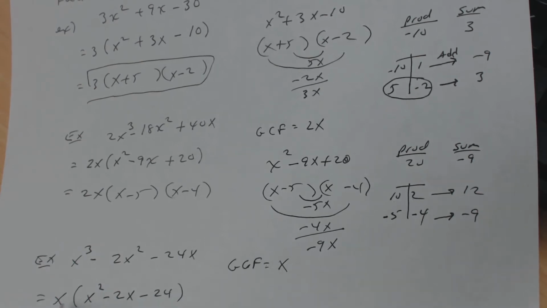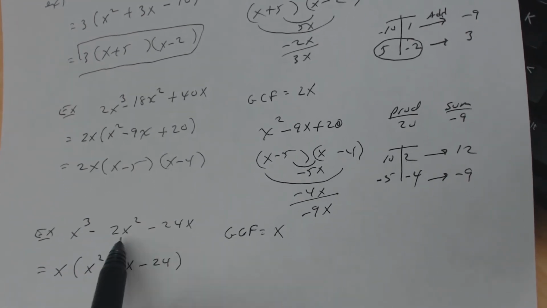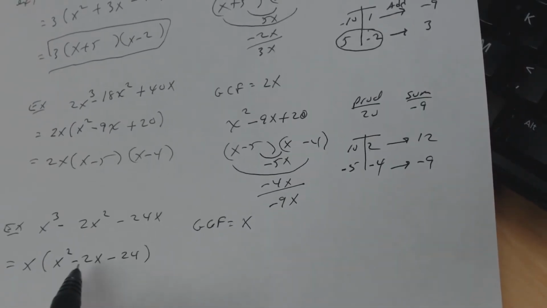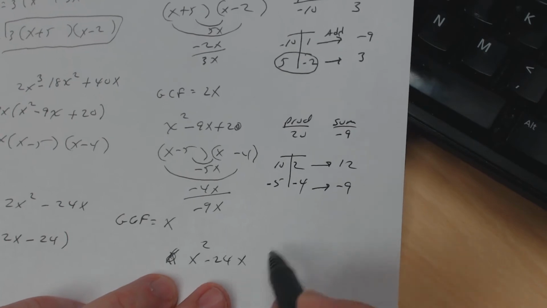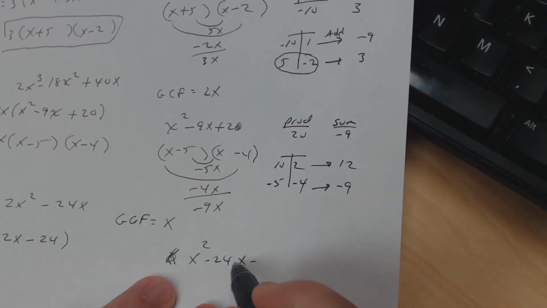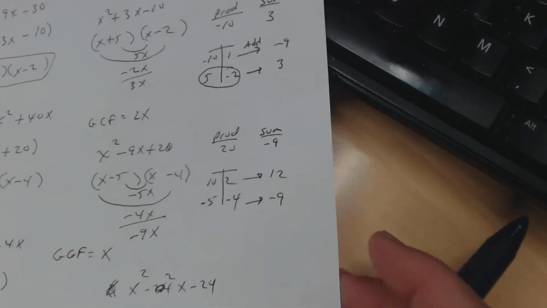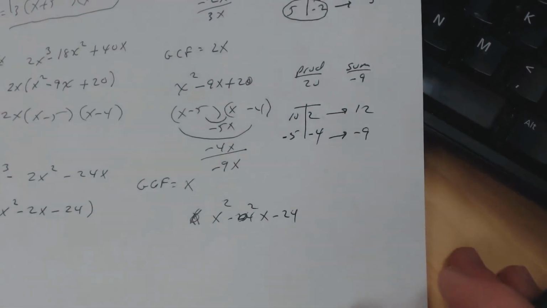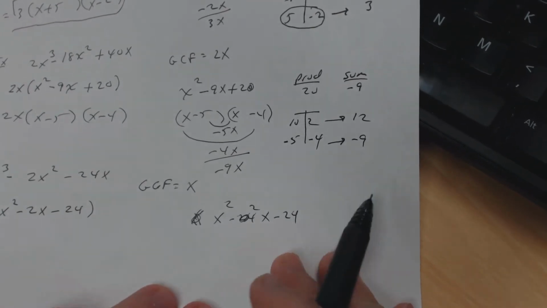Now always check yourself. X times x squared is x cubed, using the distributive property. X times a negative 2x is negative 2x squared. X times a negative 24 is a negative 24x. All right, now I want to factor this trinomial right here, so I'm going to rewrite it: x squared minus 2x minus 24.